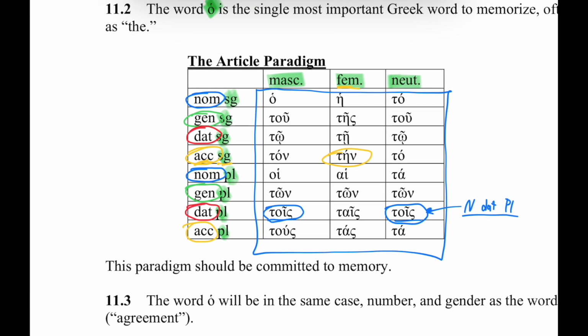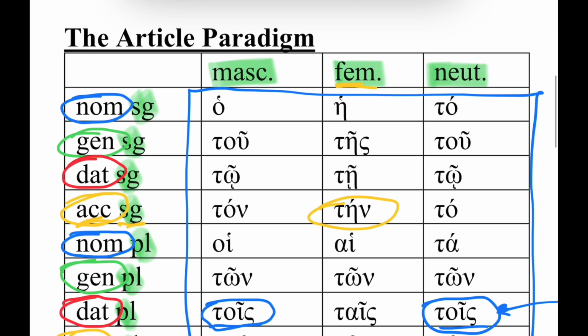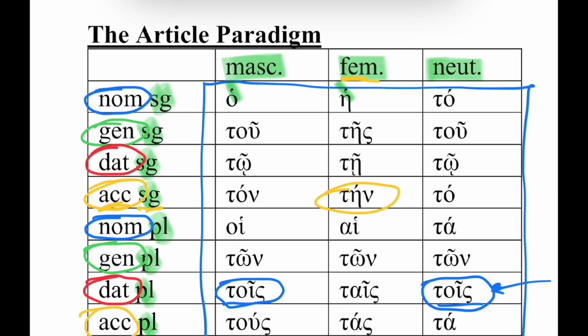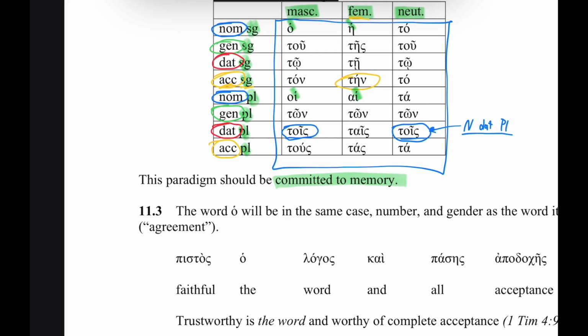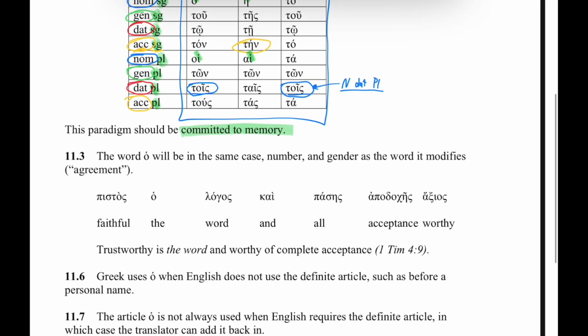So highly, highly recommend committing this to memory. This should be committed to memory. So memorize this. It will be worth your time spent putting this to memory. And it is important as you're memorizing those to keep in mind the smooth breathing or the rough breathing marks here. And it is helpful to be aware of the accents also. But the key are these rough breathing marks to be aware of in the nominative singular and the nominative plural for the masculine and the feminine articles. So that is the article paradigm in Greek.